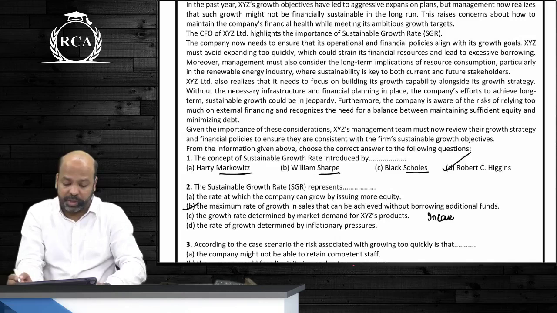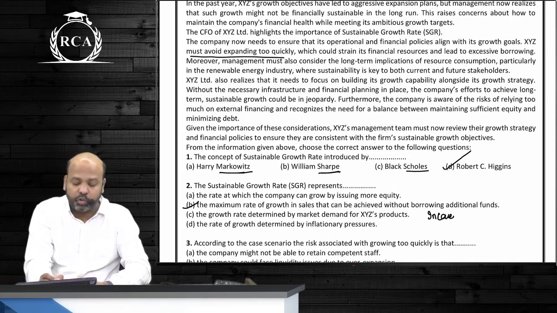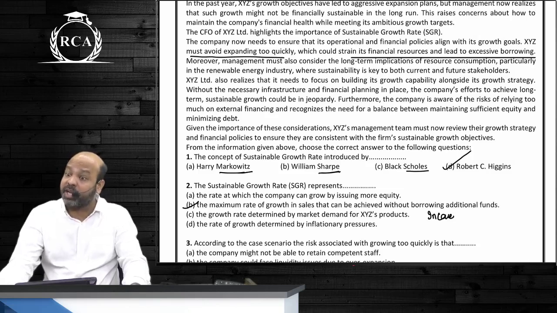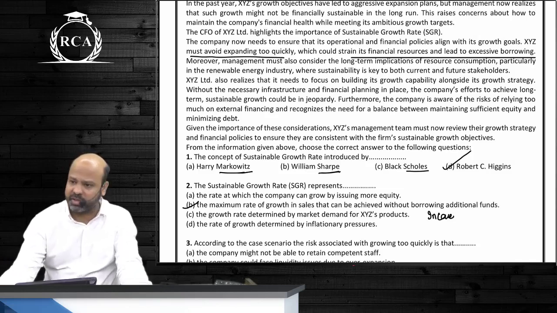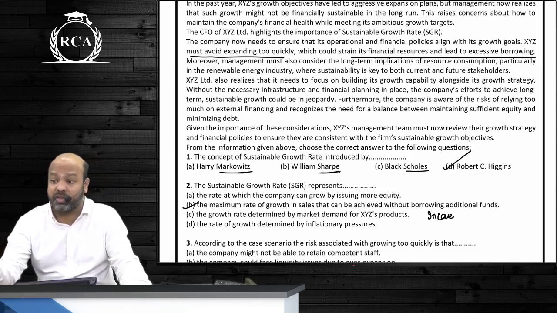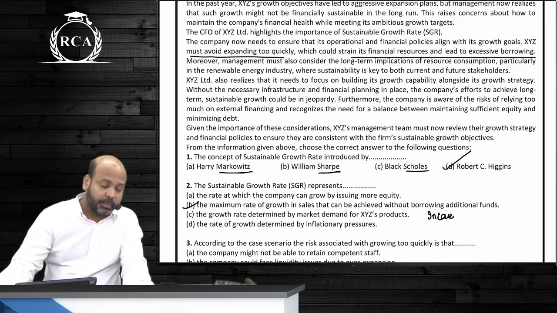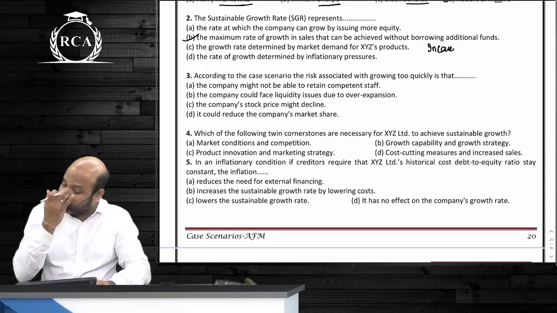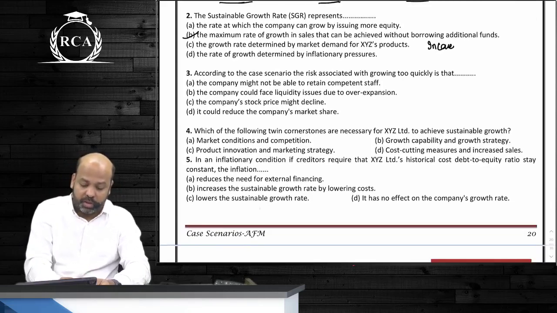यहाँ पे एक sentence है, पूरा question पढ़ा नहीं मैंने. XYZ must avoid expanding too quickly because it would strain its financial resources and lead to excessive borrowing. Growing at a very high rate, जैसे अदानी बेटा always wanted to grow at a very high rate, guys, and how were they capable of doing that? Left, right and center, did they not borrow additional funds? अभी they are drifting away from that policy and they say that we will not heavily rely on debt, but initial growth was debt, and that is where everyone questioned that this is not sustainable. The company may go bankrupt, but if they continuously borrow, they may default on payments. So according to the case scenario, the risk associated with growing too quickly is that the company might face liquidity issues.